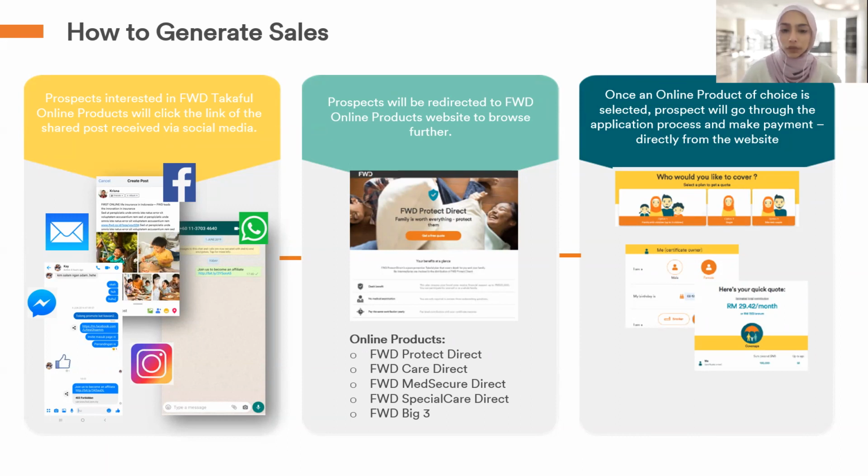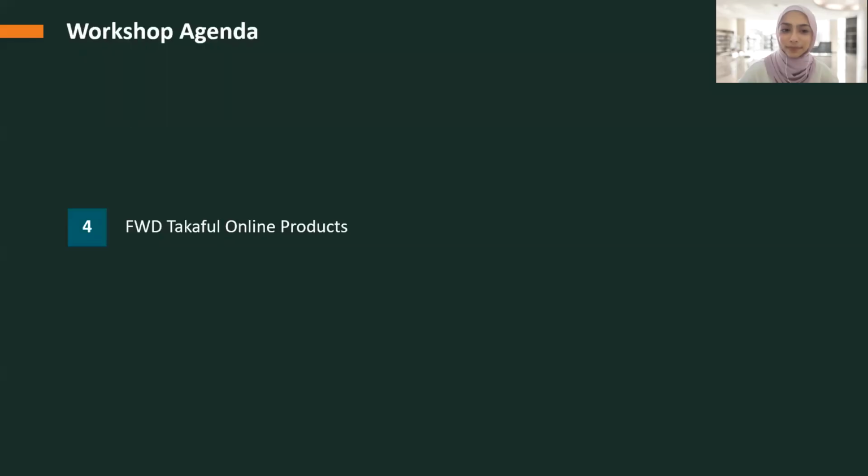And currently, for our affiliate program, we have 5 different online products that are eligible for it. The first is Protect Direct, Care Direct, Med Secure Direct, Special Care Direct, and our newest plan, FWD Big 3. Once the customer or the prospect is interested, they can click on Get a Free Quote, and then they can go through the application process to apply, make the payment, and then subsequently become protected under our plans. Once they have made their payment and successfully registered, you will be able to receive your referral fee. Okay, so that is pretty much how the referral program works. That is how you are able to generate sales or just be able to use the app.